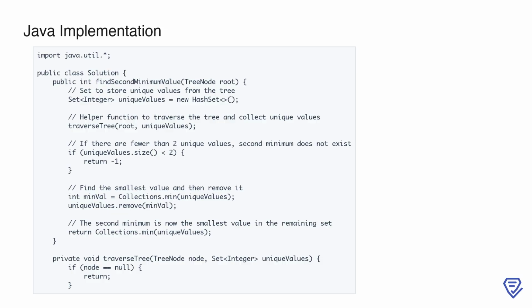unique values. Once the traversal is complete, we check if the size of the set is less than 2. If so, it means there aren't enough unique values to find a second minimum, so we return -1. Otherwise, we find the smallest value in the set using collections.min, remove it, and then find the smallest value again in the updated set. This second minimum value is returned as the result.